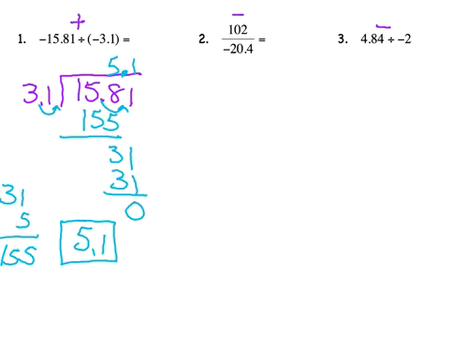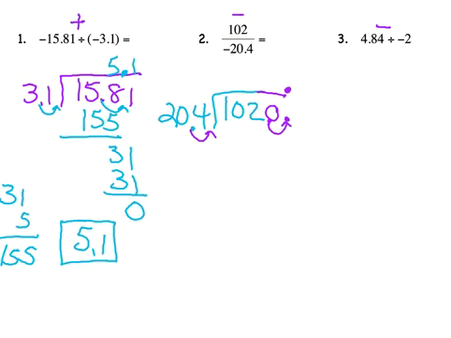Okay? Number 2. We already know it's negative, so we're not going to worry about the negative sign. 102 is under the tent. 20.4 is what we're dividing into it. Now, we have a decimal outside, but not a decimal inside. So let's see how we handle this. We're going to move our decimal 1 spot to the right. Here's our decimal. Move it 1 spot to the right. What do I need to put in that empty spot? A 0. And put our decimal in the answer.